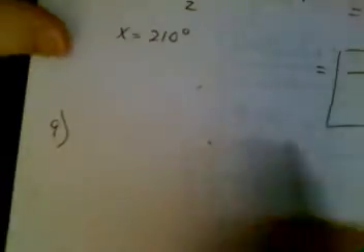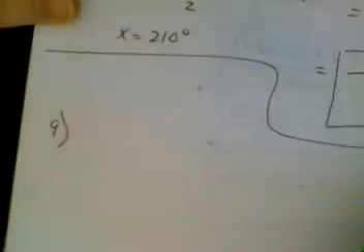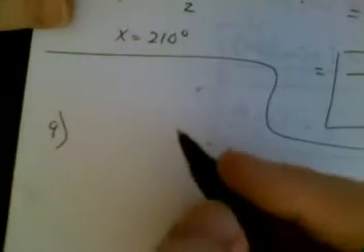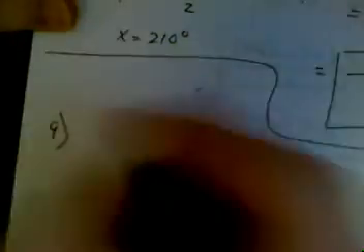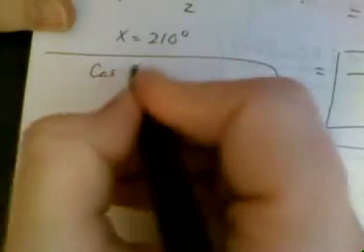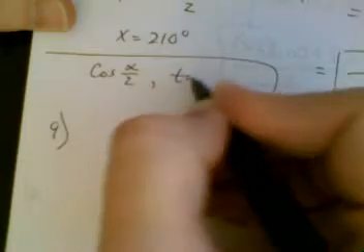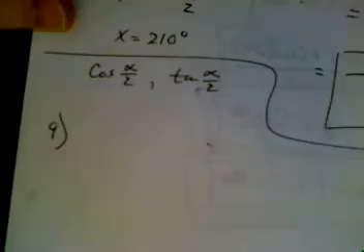Let's go ahead and move on. For question number 9, I'm going to go ahead and draw the lines there. The question is specifically asking me to evaluate the following trig functions. I want the cosine of alpha over 2. I want the tangent of alpha over 2. I'm not sure if there's any more.